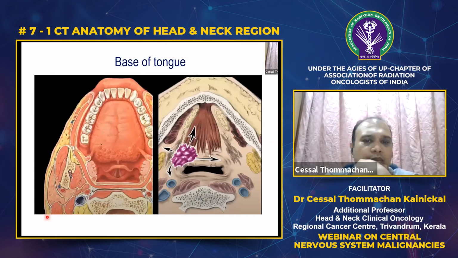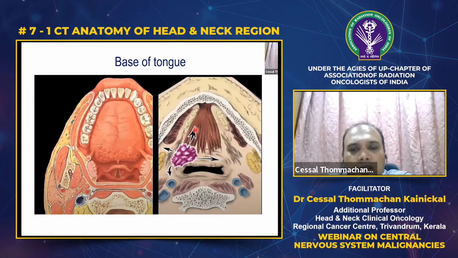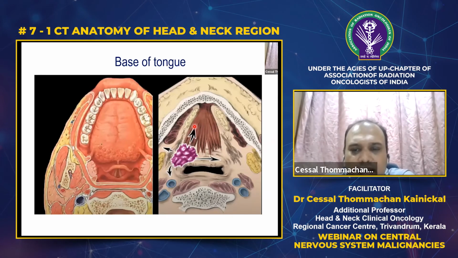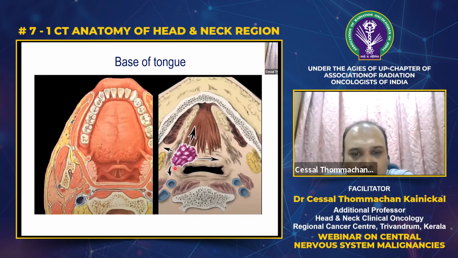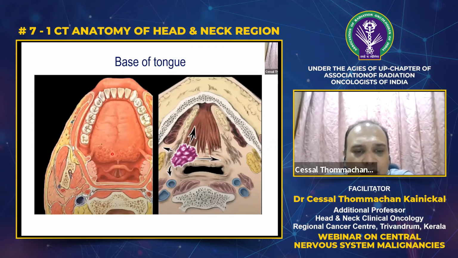Coming to the base of tongue. How will you distinguish the anterior two-third of the tongue and the base of tongue? You need to understand that the anterior two-third of the tongue muscles are mainly transverse. Sorry, this is transverse and this is longitudinal. So this will be something like transverse and this is more longitudinal. I will show you in MR.